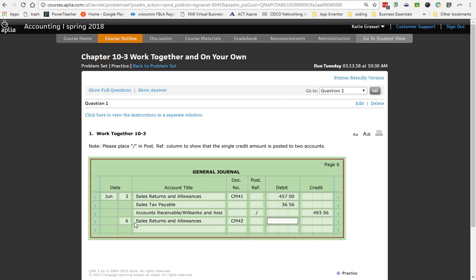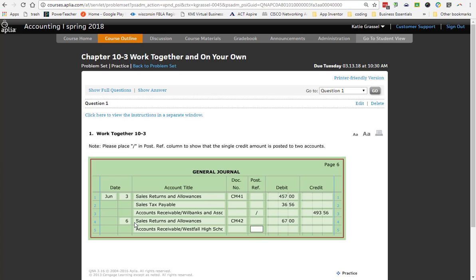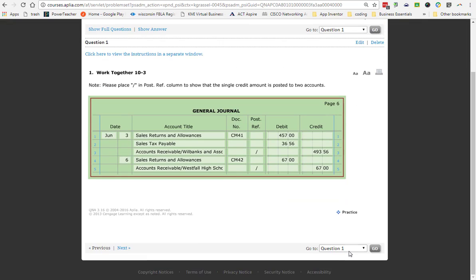And I'm going to put in just the value of the product, which was $67. And then I'm going to go ahead and put in accounts receivable, Westfall High School. So accounts receivable / Westfall High School, I have to put a slash in the post reference and 67 in my credit. Go ahead and try that.